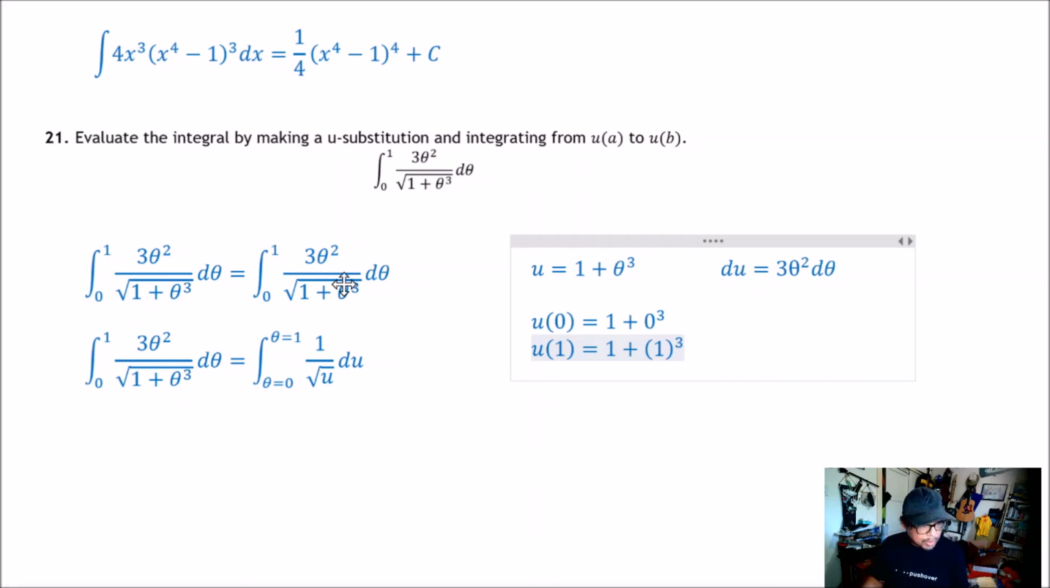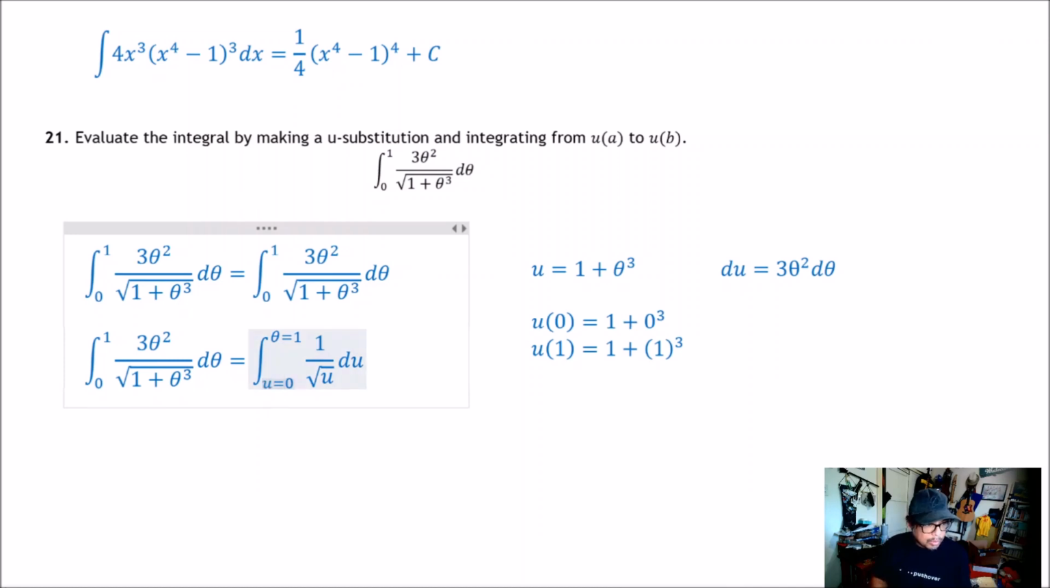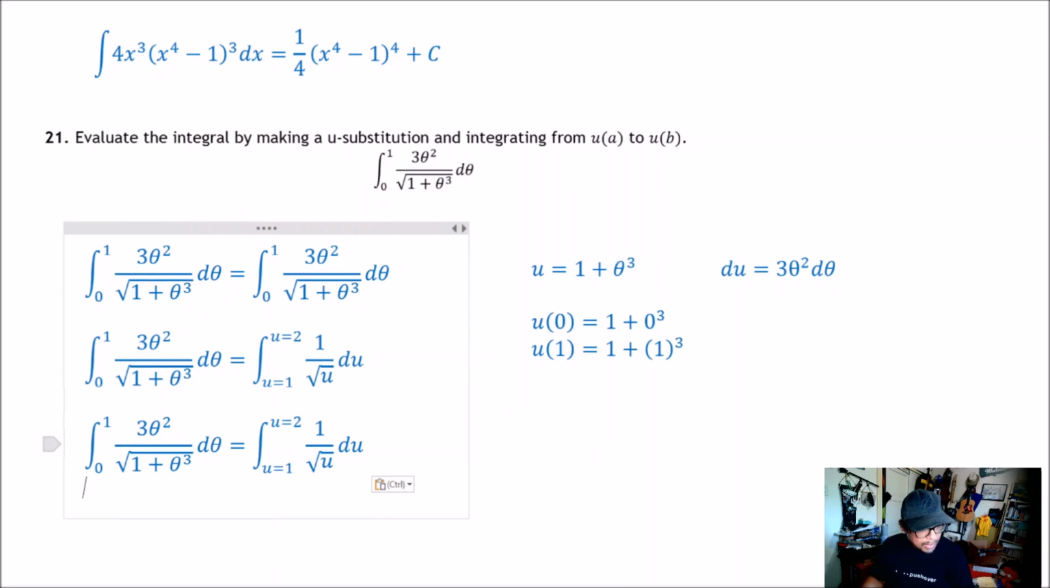So let's make those substitutions down over here. Instead of theta equals 0, we can say that u is equal to 1. And then instead of theta equals 1, we can say u is equal to 2. So that's all of our substitutions that we need to make. Everything is in terms of u now, and we don't ever have to go back to thetas. So let's go ahead and put this down over here and simplify. 1 over the square root of u, that's the same thing as u to the negative 1/2 power.